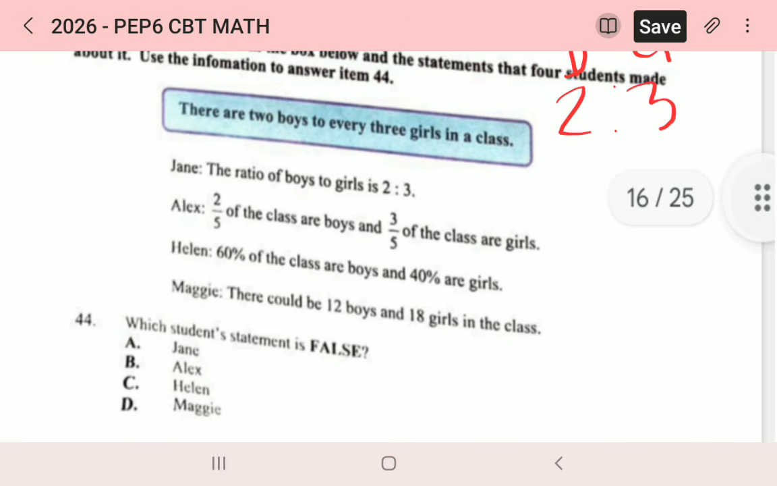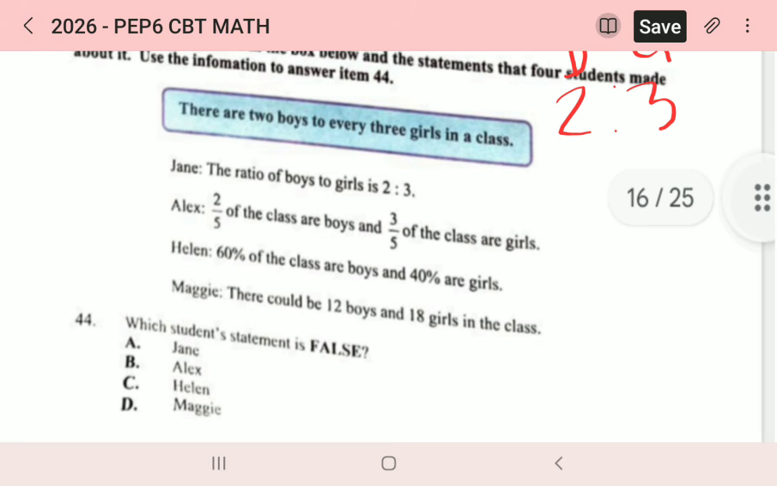Alex says the 2/5 of the class are boys and 3/5 of the class are girls. Helen says 60% of the class are boys and 40% are girls, while Maggie said there could be 12 boys and 18 girls. So who is correct? All right, who is correct?